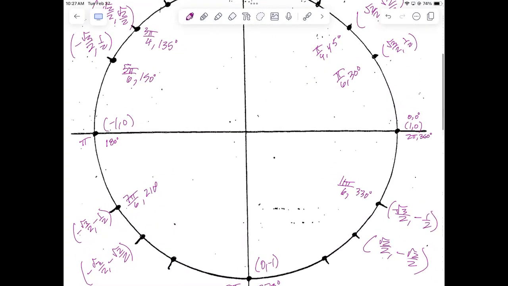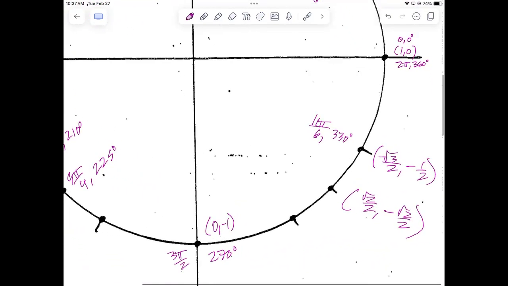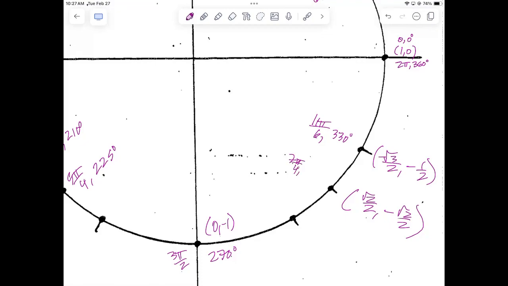Down here in quadrant 3, the radians is easy. It's 5 pi fourths. But now you got to do a little math. What's 180 plus 45? That's 225. And then over here in quadrant 4, sorry, it's 7 pi fourths. And then you do a little math and you get 315 degrees.